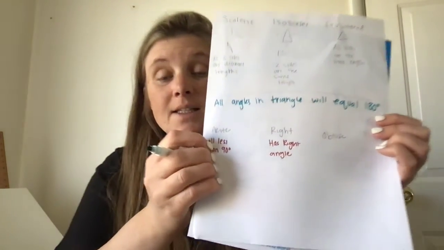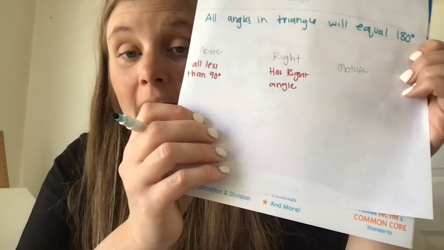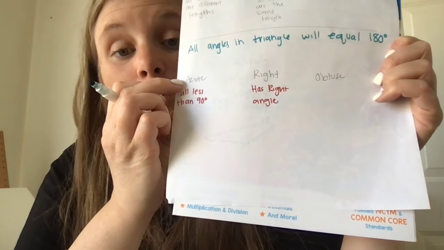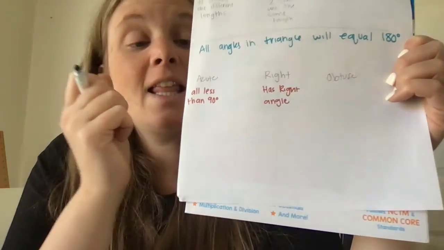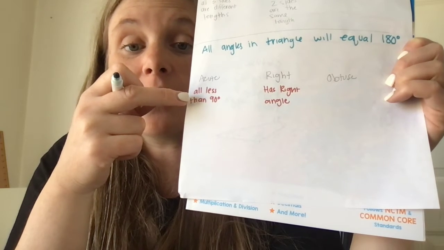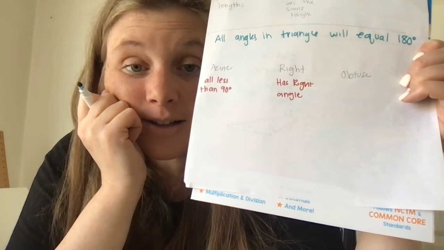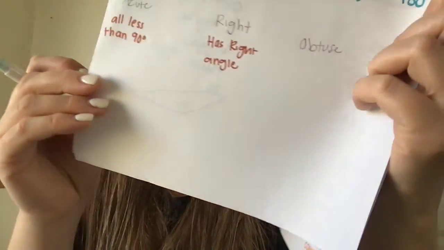Okay, now this is going to be how to categorize them by their angles. So the first thing is an acute. Acute. This is all angles are less than 90 degrees. So we know that a 90-degree angle is a right angle, right? That's a right angle. That's a 90-degree angle. So this is all of them are less than that. They're all less than that.